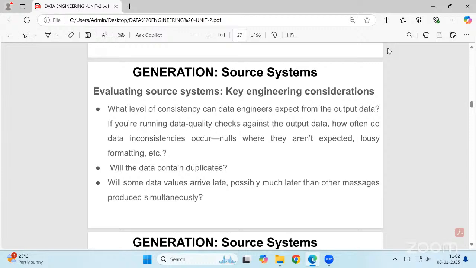Now, will the data contain duplicate values? Duplicates means the same data exists at different locations, or occurs the same number of times at different time intervals. That is called data duplicates. If there are such things, why should we address this issue? Because the same data appearing at different times consumes space.